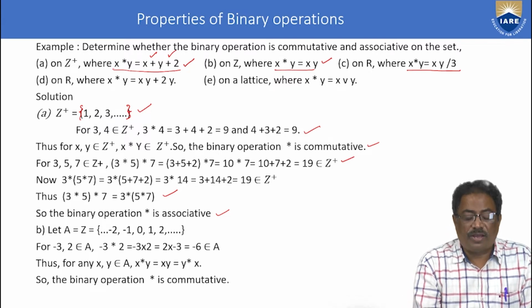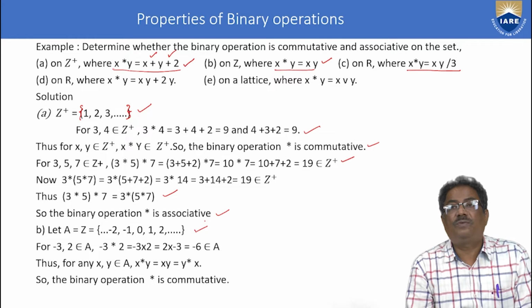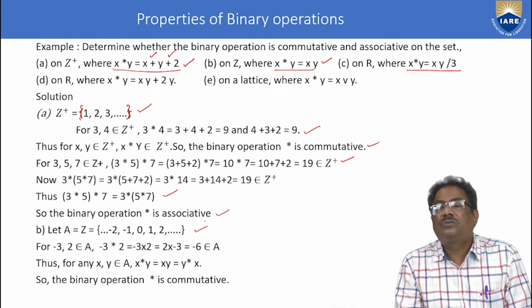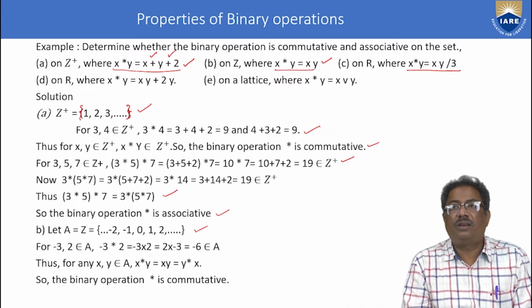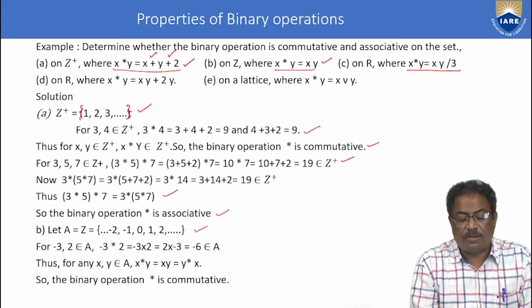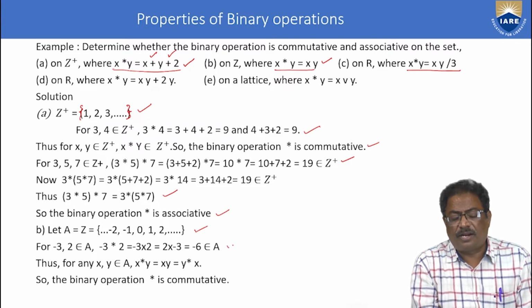But we have to verify under the integer set, because the integer set consists of positive values as well as negative values. So if I take the negative values, how it will be, we have to verify. Here commutativeness is automatically understood.